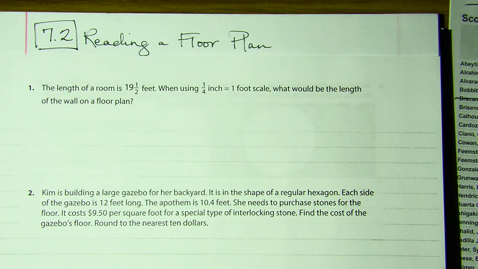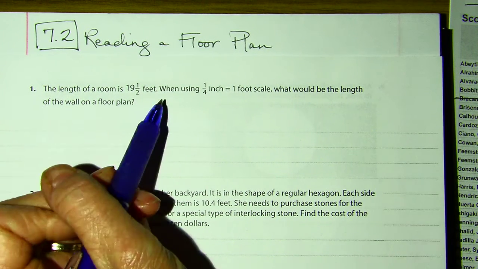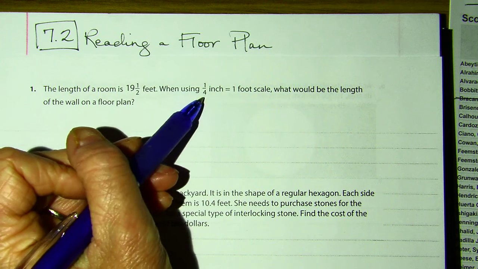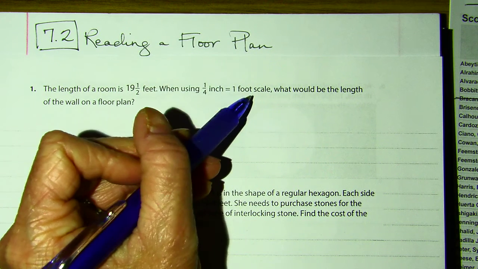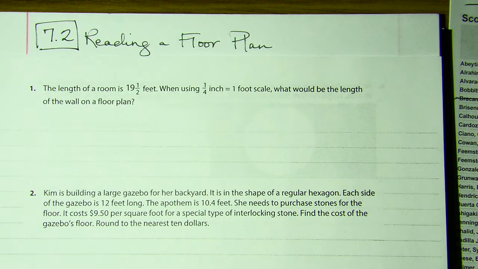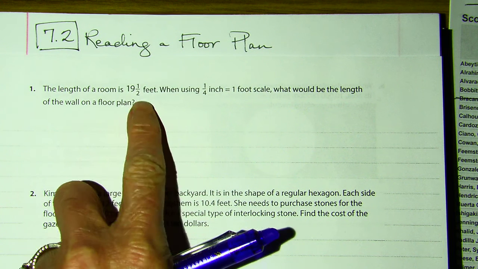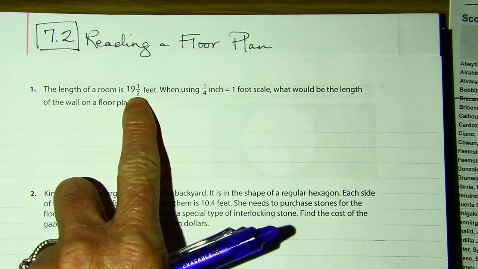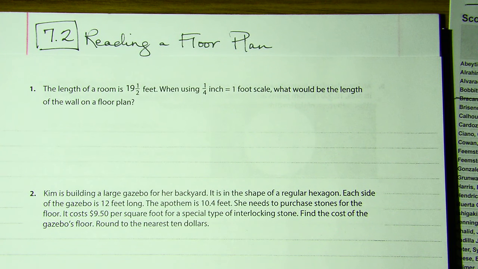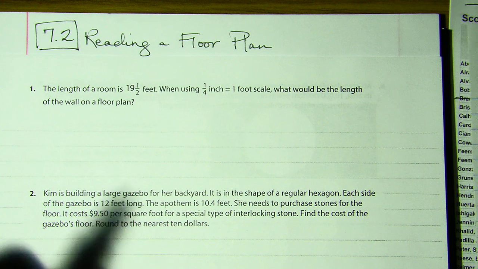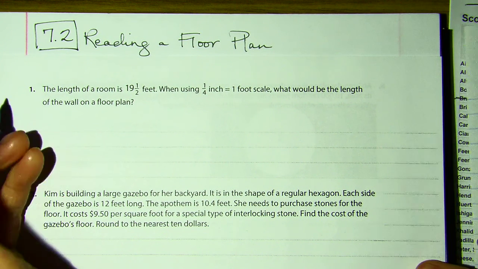So number one, the length of a room is 19.5 feet, using a 1/4 inch equals 1 foot scale. So when you're looking at floor plans, it's not drawn to scale. They don't give you a 19.5 foot page when you're looking at an apartment. They give you a page and it has the drawing of the room shrunk down. So what would the length of the wall on the floor plan be?